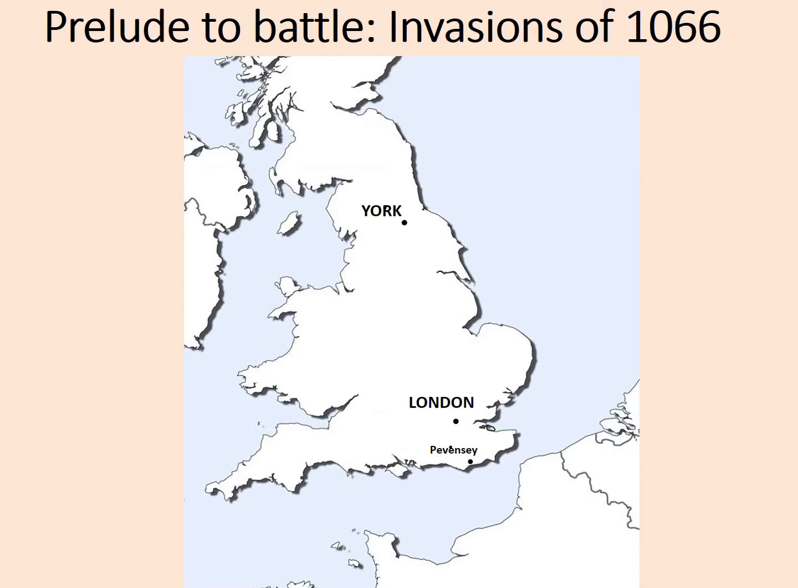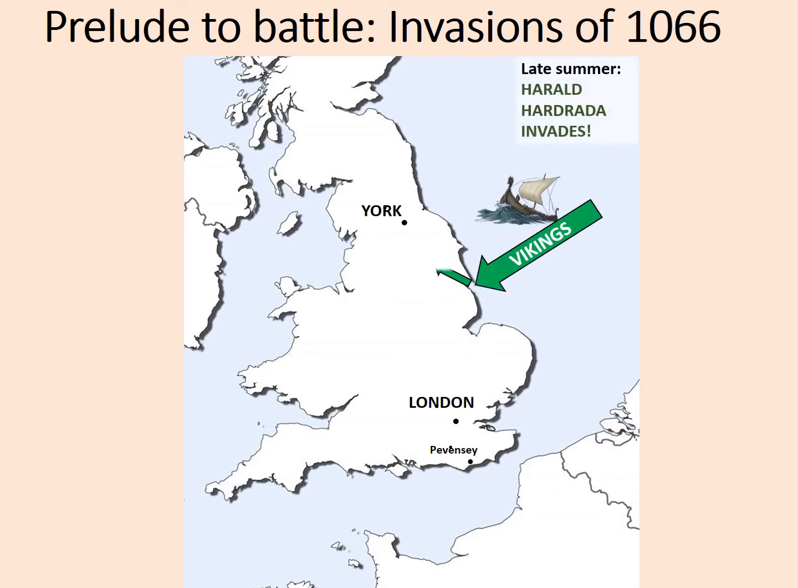Remember that in January of 1066 Edward the Confessor had died and Harold Godwinson had been made King of England. However, Harold Hardrada and William of Normandy did not agree. So, our first major event of 1066, aside from Harold becoming king, was Harold Hardrada's invasion of northern England. The Vikings sailed up the east coast, they burnt down Scarborough, and then sailed up the Humber estuary and into the River Ouse, heading for York.